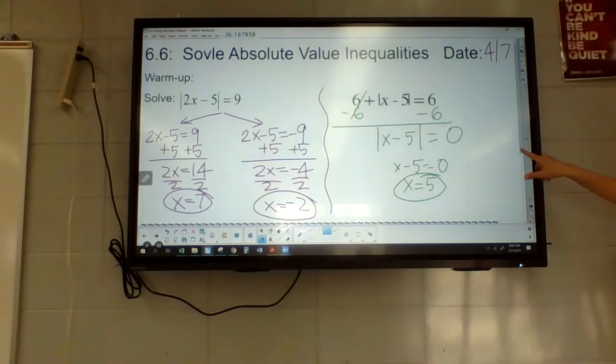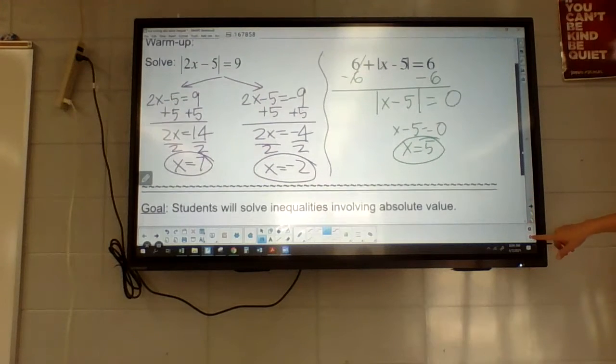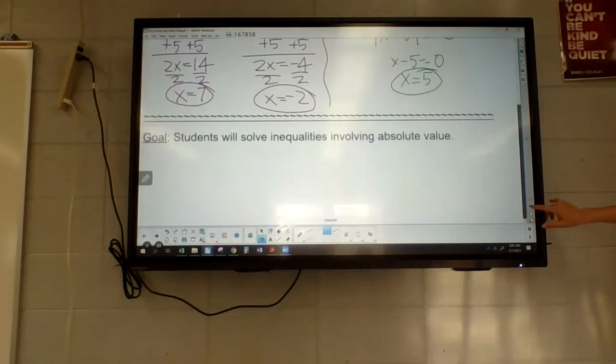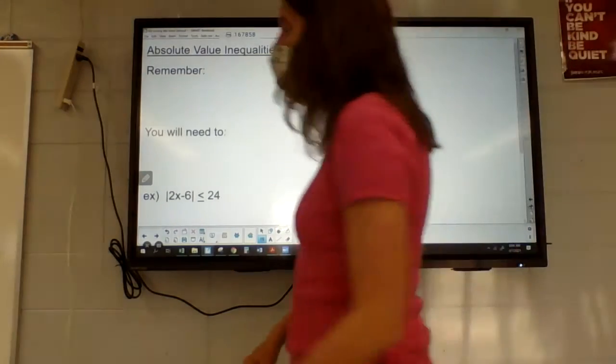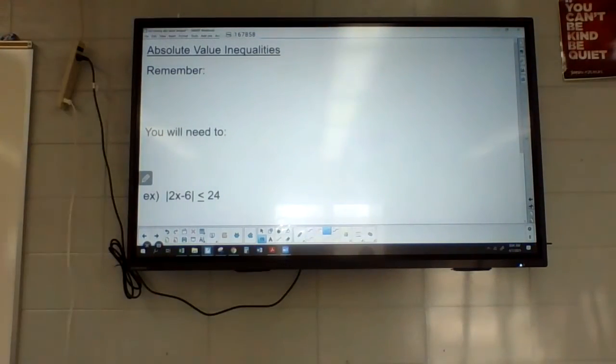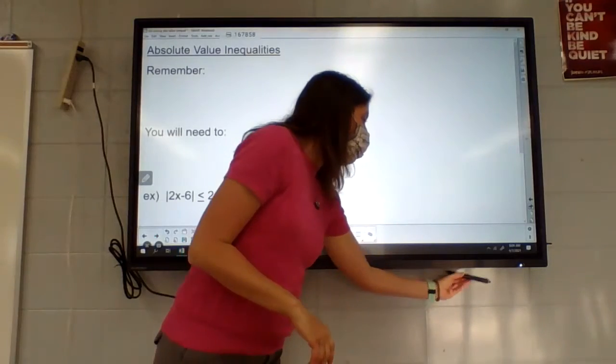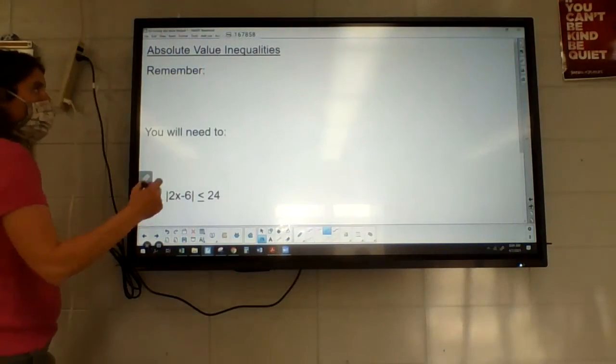So we're going to talk about kind of combining these two ideas today. So solving absolute value inequalities. So there's a couple of things to remember with absolute value and inequalities. So the name itself hopefully reminds you guys that there's a couple of things to remember.